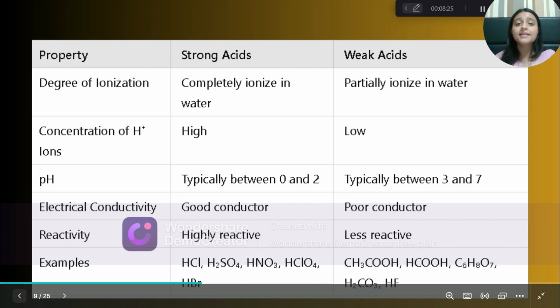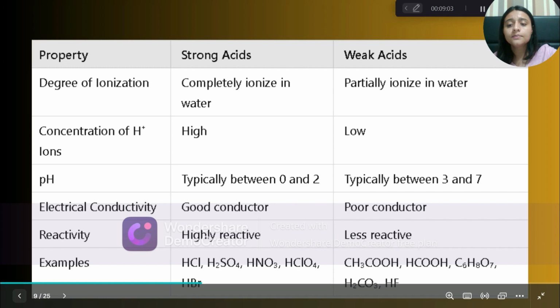So when we talk about the conductivity of electricity, we make use of strong acids rather than weak acids. Examples of strong acids: H2SO4, that is sulfuric acid, HCl, hydrochloric acid, HNO3, nitric acid, HClO4, perchloric acid, HBr, hydrobromic acid. For weak acids, we all know CH3COOH, acetic acid, and you can also mention the organic acids, that is malic acid, citric acid, lactic acid, etc. Whenever a question comes in your exam to define strong acids and weak acids, always remember to mention examples of strong acids and weak acids.